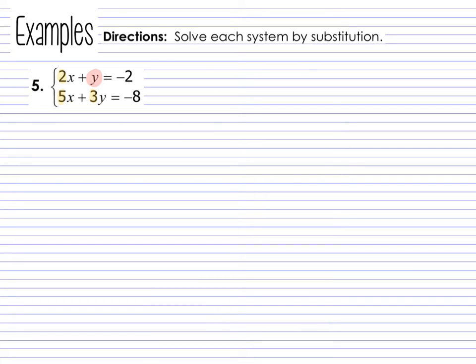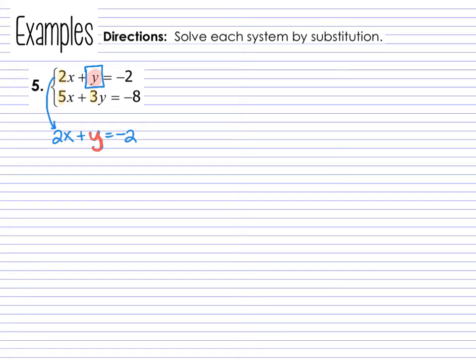In this case, we only have one variable that has a coefficient of 1. So we are going to start by isolating, or solving for, that y. So let's do that first. We have 2x plus y equals negative 2. So I just rewrote that first equation down here. We want to get y by itself.